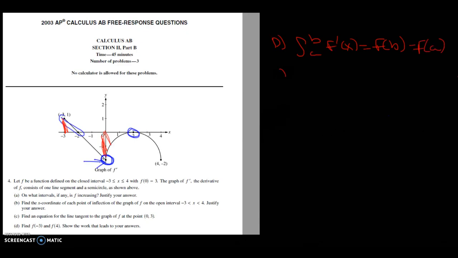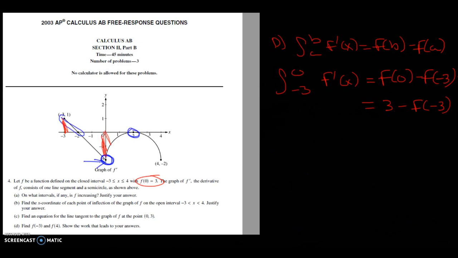So when we do this, we want to find the integral from -3 to 0 of f prime of x, equals f of 0 minus f of -3. We don't have an issue with the f of 0. F of 0 is the 3 given to us right here. So we put the 3 here, minus f of -3.